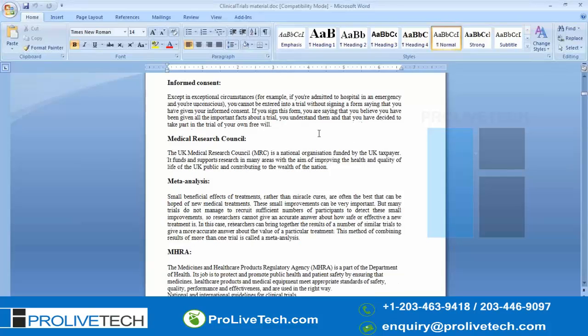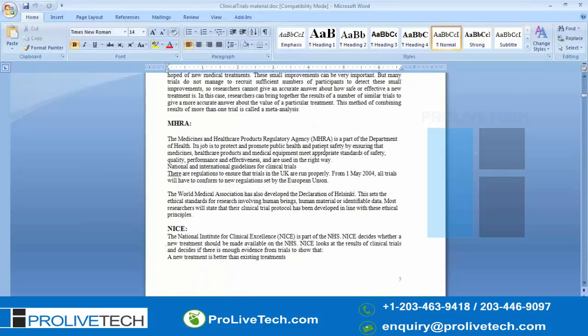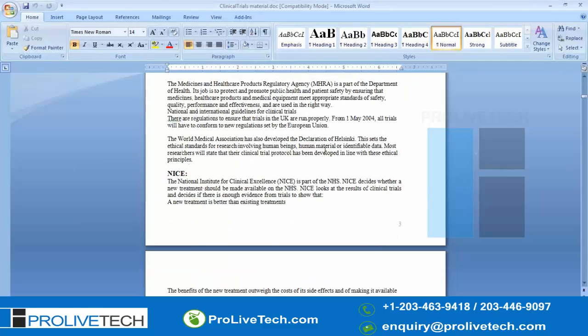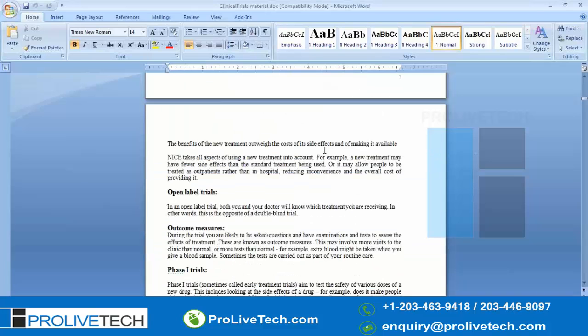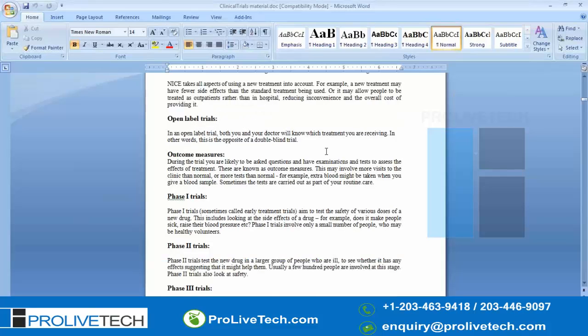Like we have the Medical Research Council, MHRA, NIC. These are different organizations which control medicine and healthcare products in different regions.